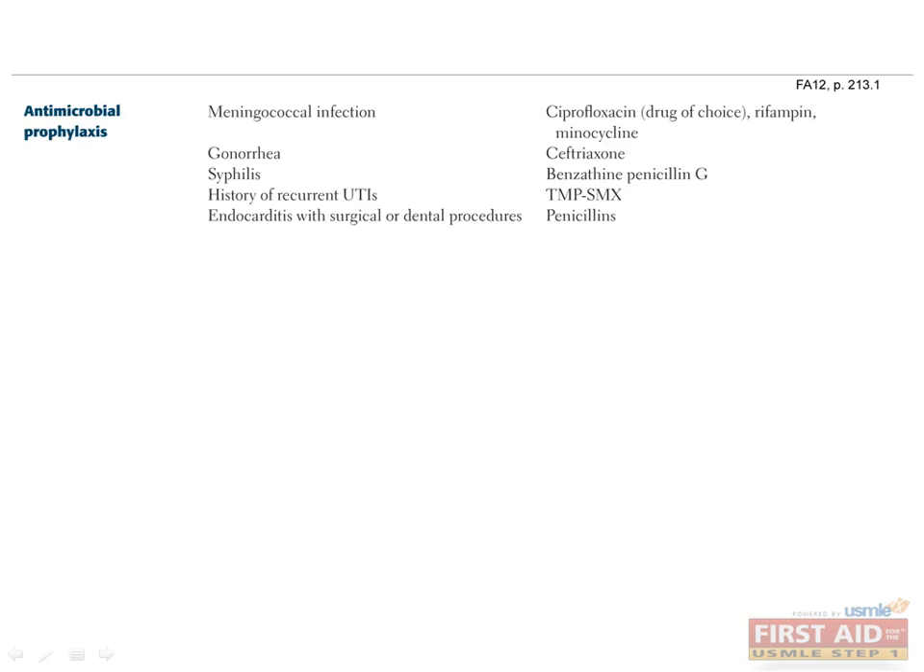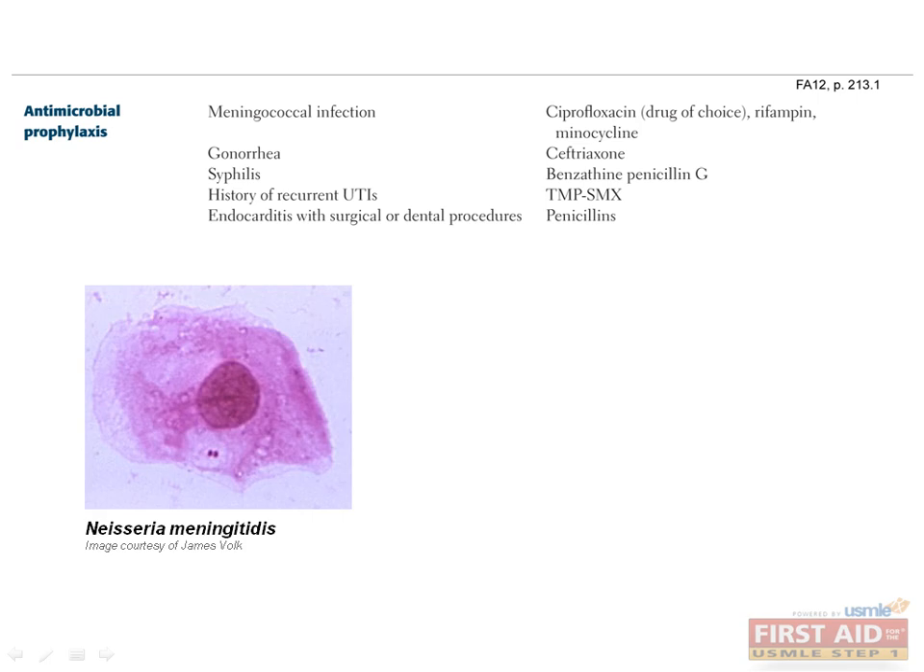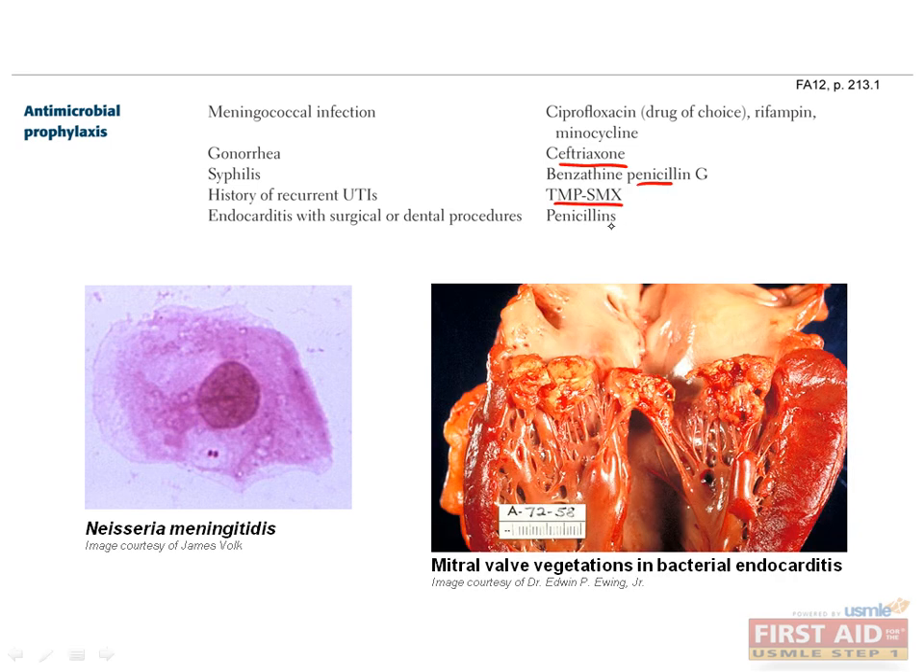In certain patient populations, prophylaxis against organisms is warranted. Rifampin and minocycline are used for meningococcal infection prophylaxis. Ceftriaxone is prophylactic against gonorrhea. TMP-SMX is used in patients with recurrent UTIs. Penicillins are still the drug of choice for prophylaxis against endocarditis in minor surgical and dental procedures. Benzathine penicillin G provides prophylaxis against syphilis.